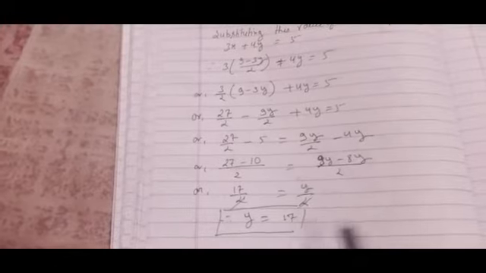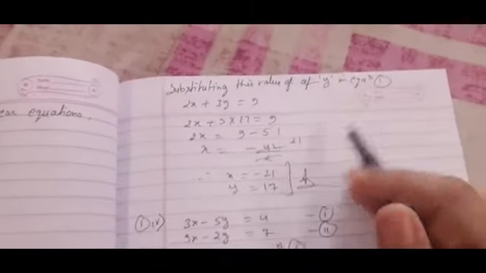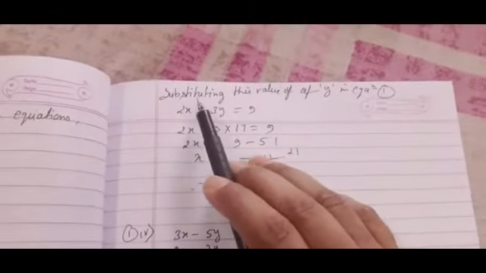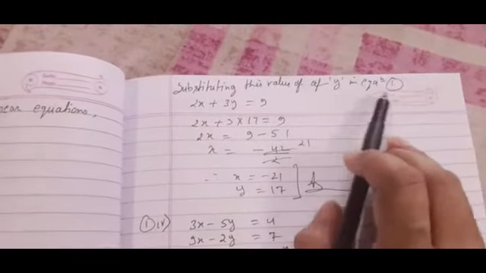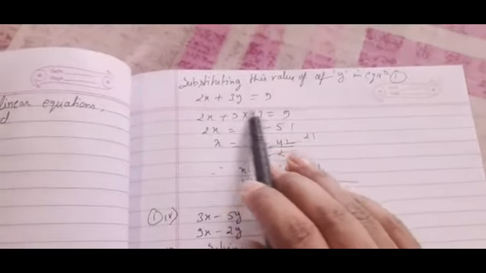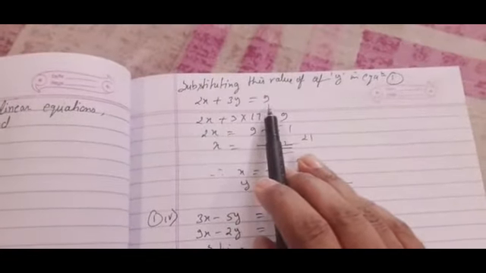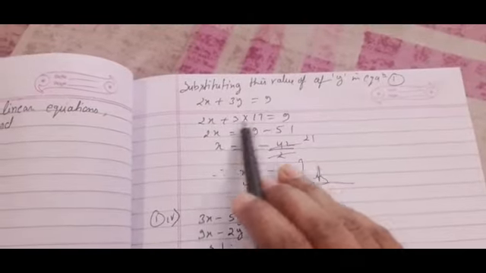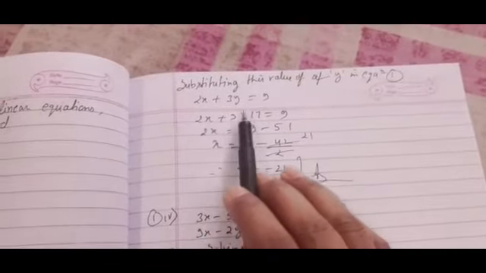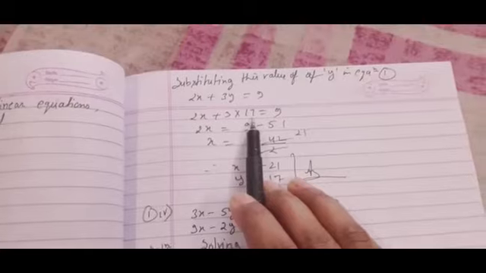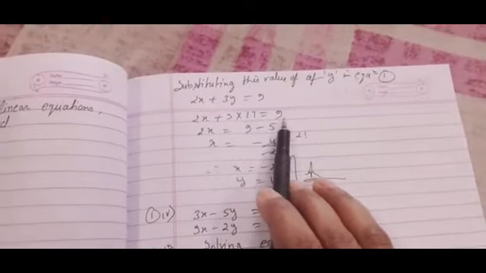Now we are going to substitute this value of y in any of the original equations, because we got the answer of y. So I have written substituting this value of y in equation 1. First of all, we have copied the equation, 2x plus 3y is equals to 9, and in place of y we have used the value of y, that is 17, is equals to 9.